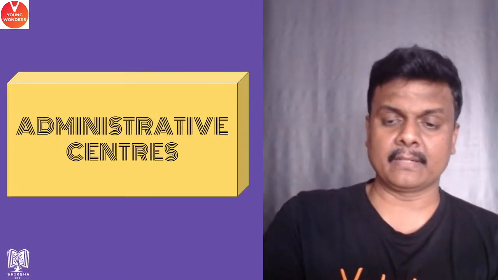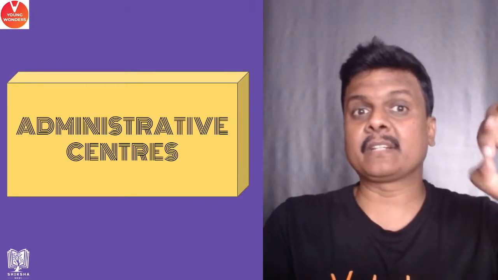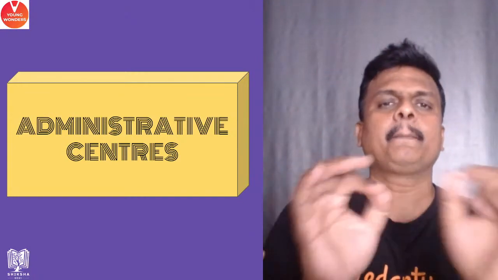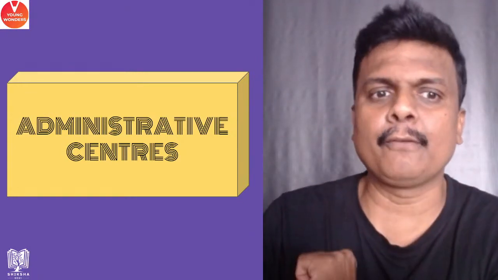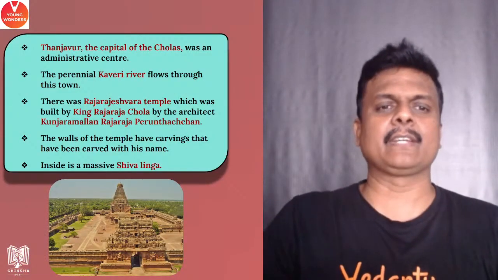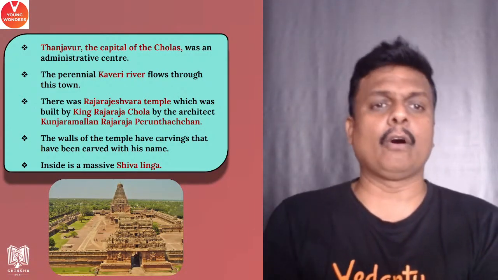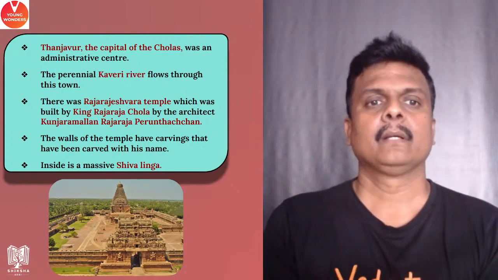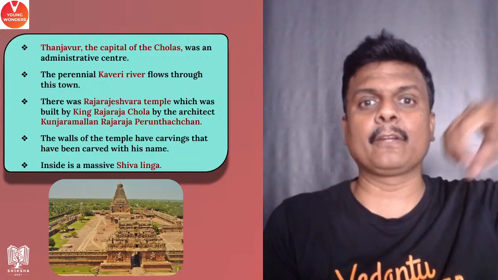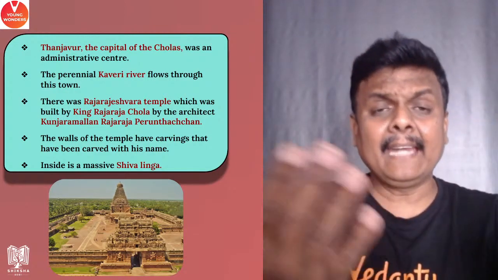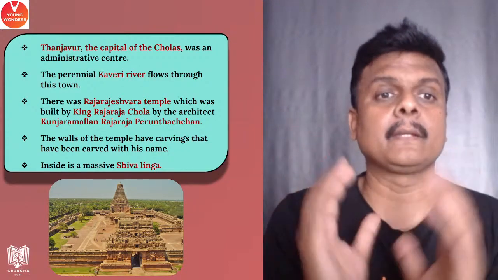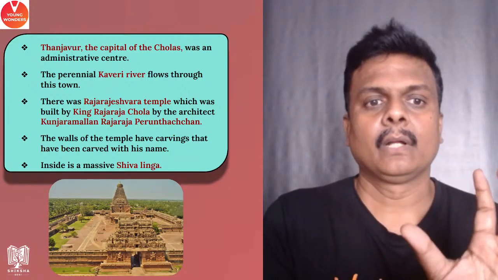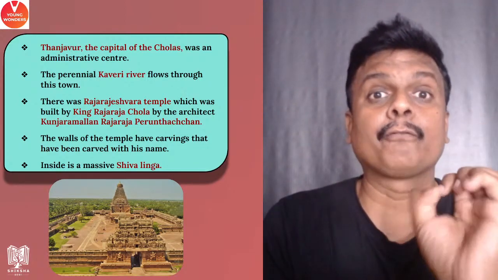Now, administrative centers. The point you need to remember is that a town in a medieval setting was doing multiple works, depending on a few things. Number one, administrative centers. Let me start with the example of the Rajarajeshwara temple in Tanjavur. Tanjavur was the capital of the Cholas. The entire town was built around this temple. This temple was an attraction for a lot of things. It was a center of trade.